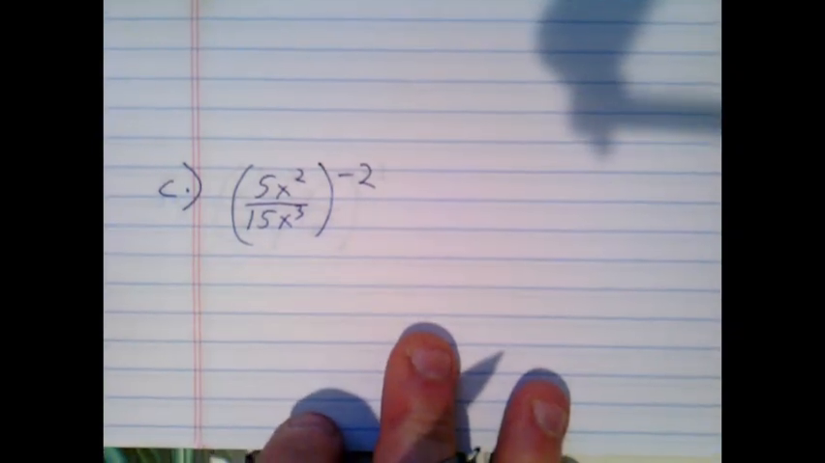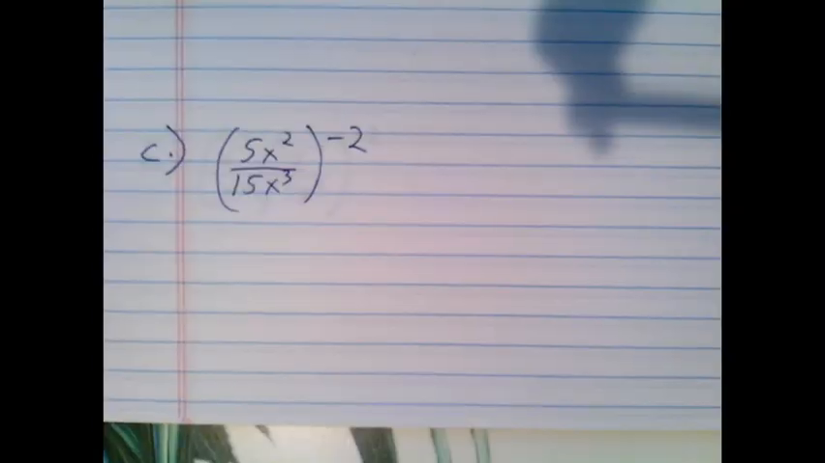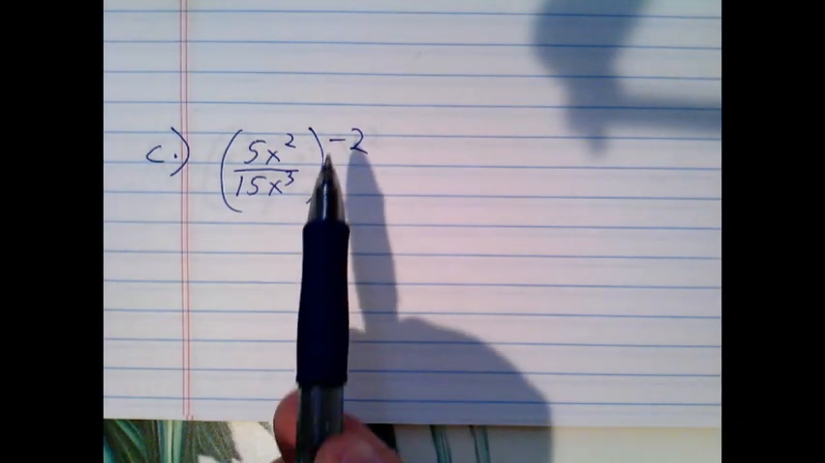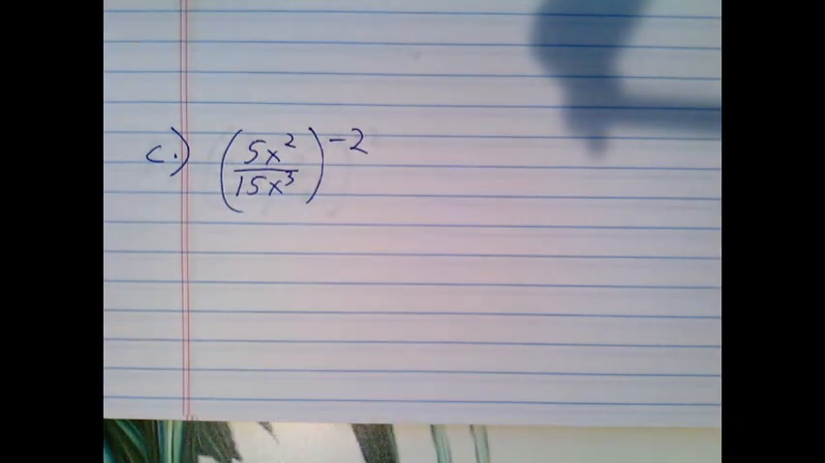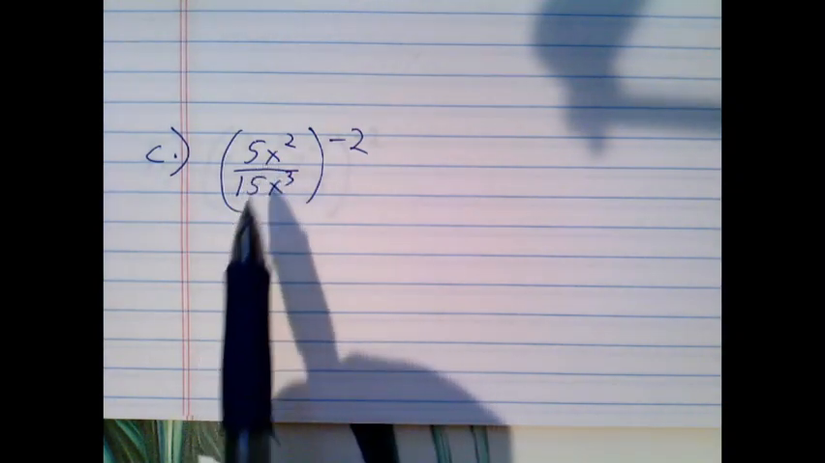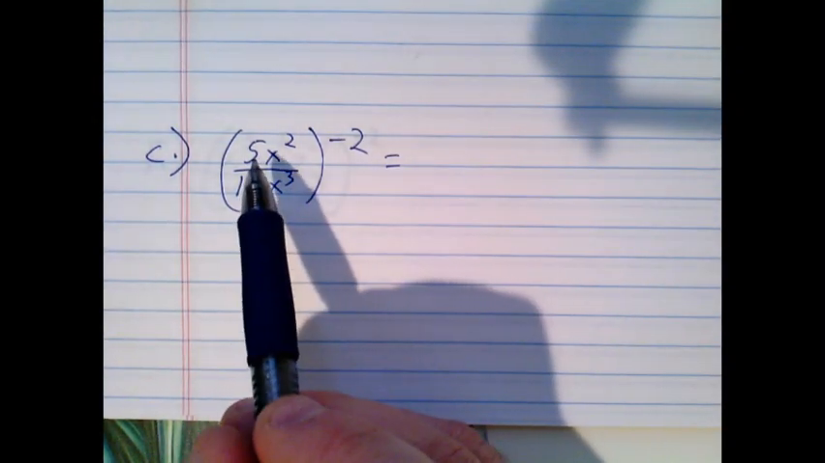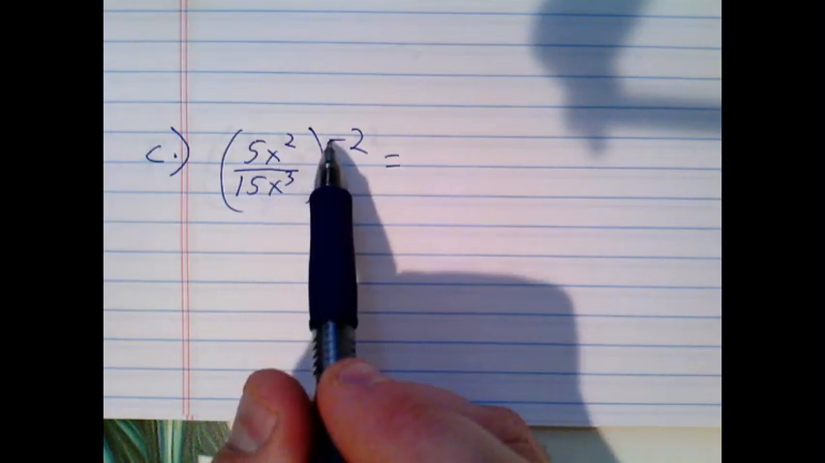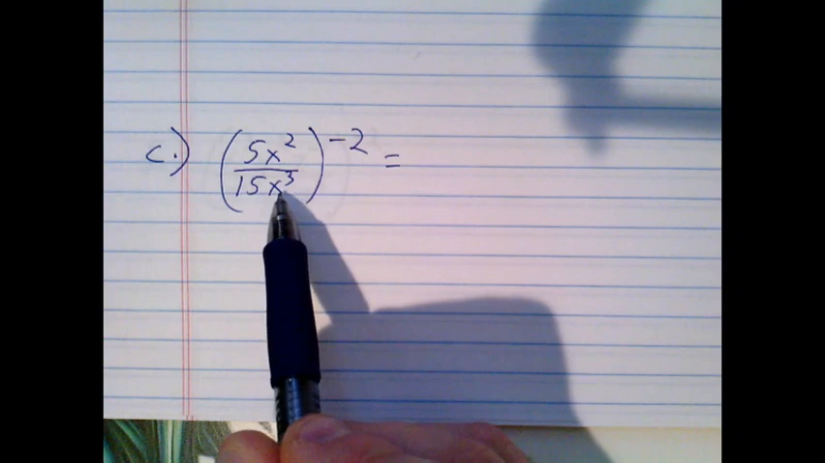Alright, well, moving on down, we can have a look at part C here. So in part C, we're given the expression 5x squared over 15x cubed, and then all of that is raised to a power of negative 2. Now, a moment ago I distributed a power over multiplication, but powers can also be distributed over division. So really I can treat this as I have 4 factors in here. 5 times x squared, but then since I can also distribute powers over division, I've got a 15 and an x cubed.